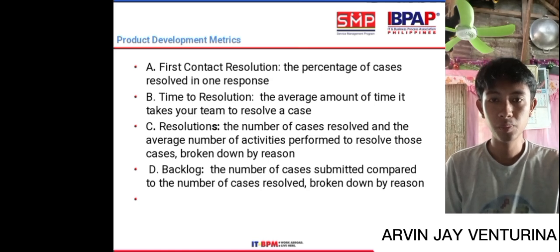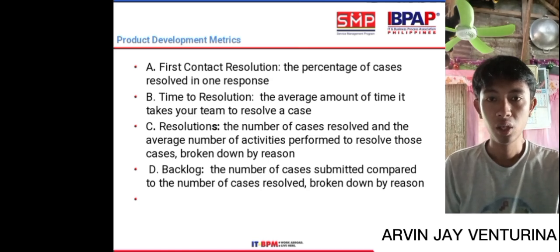Solutions. This is like keeping your score. We count how many problems were solved, but it's not just about the number. We also look at how we solved them. Did it take one simple step or lots of backup effort? And we categorize why people had problems in the first place. For example, maybe lots of people have trouble logging in. This helps us understand what areas of the app need improvement.